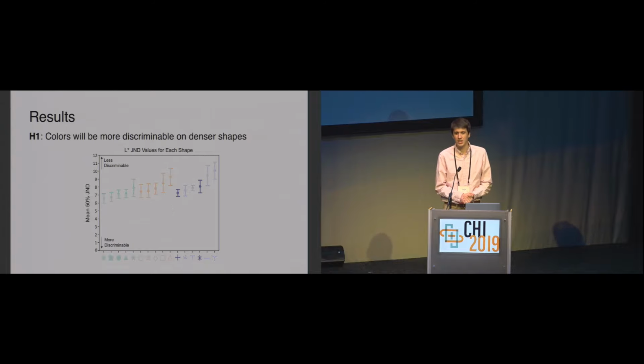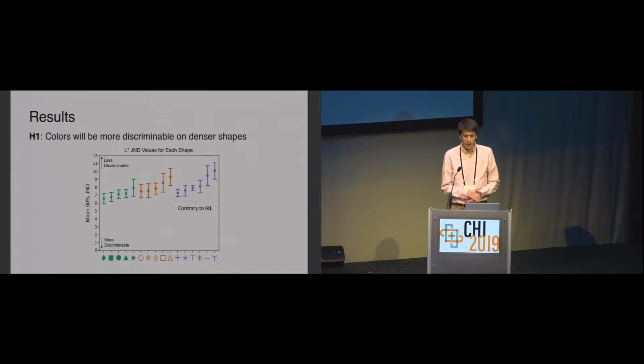However, we don't see this same pattern in the open shapes. For example, colors on the plus shape were generally more discriminable than the more dense 8-prong asterisk shape. And overall, discriminability on open shapes is not well explained by shape density, suggesting that color discriminability is not simply explained by the number of colored pixels in a shape.